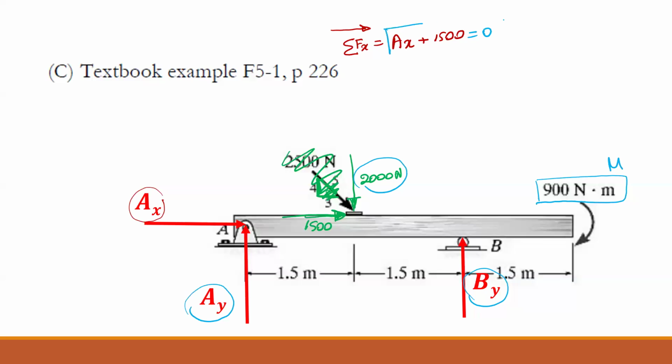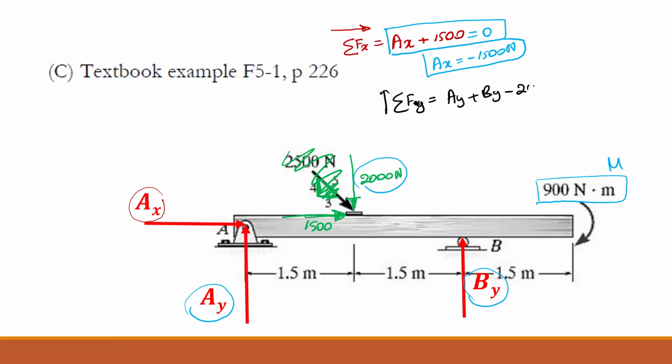So this is your first equation. So you can find AX, which is negative 1,500 Newton. So that's found. Easy. If you want to find the y direction forces now, what are the forces in the y direction? AY positive, BY positive, minus 2,000, as the arrow is down. That will be equal to 0. So this is your y direction equation, but you have two unknowns. So you need to take the moment to find one first.